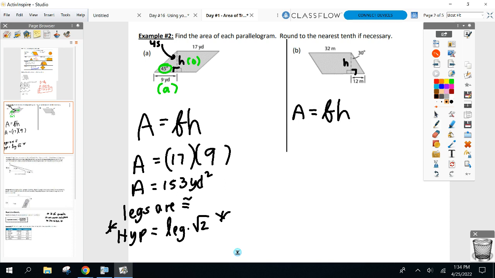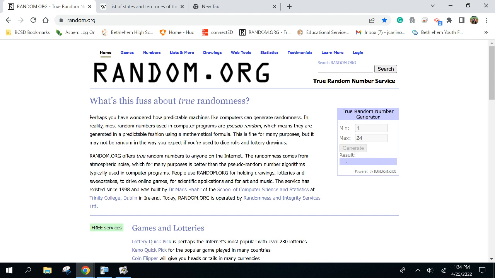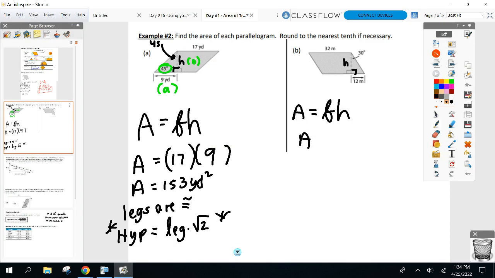Start me off here. What's the height drawn to? A base length of? What's the base length in this one? Oh, 4. 32. All right, everyone ready to find the height with me?